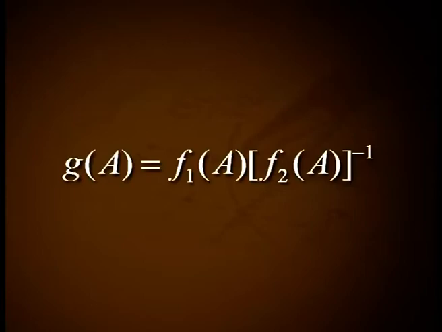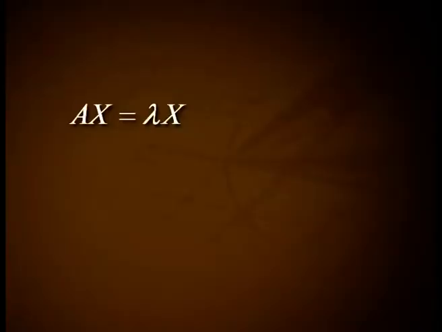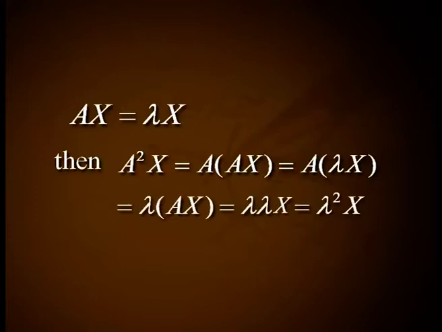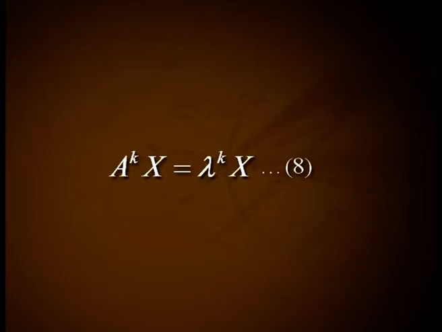Solution: if A into x equal to lambda into x, then A square into x equal to A into A into x, which is equal to A into lambda into x, which is equal to lambda into A into x, which is equal to lambda into lambda into x, which is equal to lambda square into x. Repeating this process k times, we obtain A raised to k into x is equal to lambda raised to k into x.